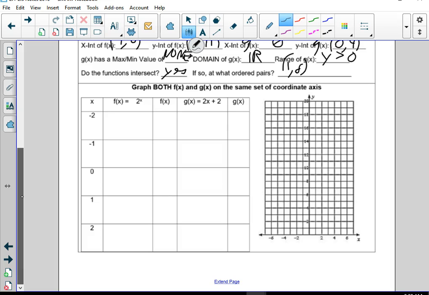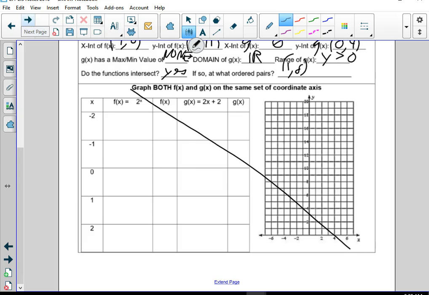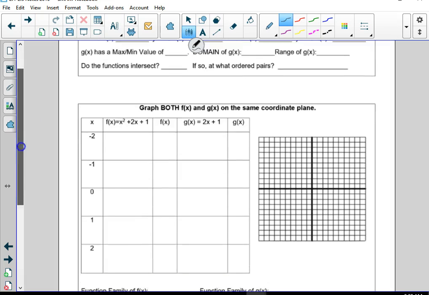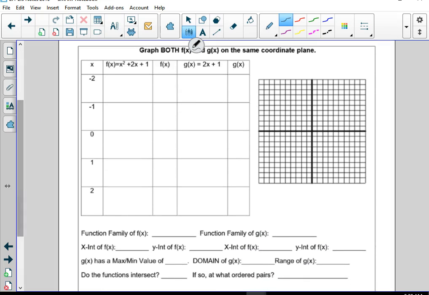Actually, we're gonna skip this one because this one's going to look just like the one we just did. We're going to go on to this one right here. You're not going to do it? Yeah, we're going to skip it, because it looks just like the one we just did. This is the same kind of problem. So we're going to do this one right here.